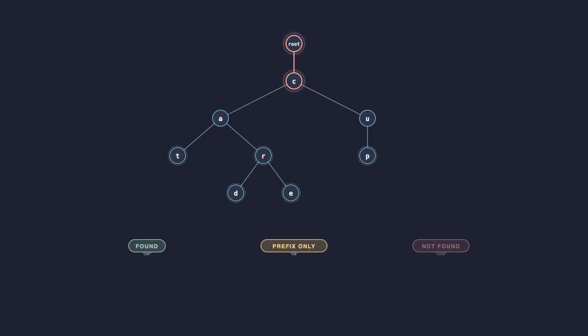In all 3 cases, notice something important. We never looked at any other word in the trie. We followed exactly one path, checking one character at a time. The search is O of m, where m is the length of the word, completely independent of dictionary size. This is where tries truly shine.